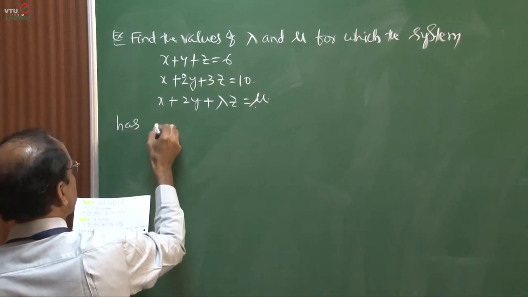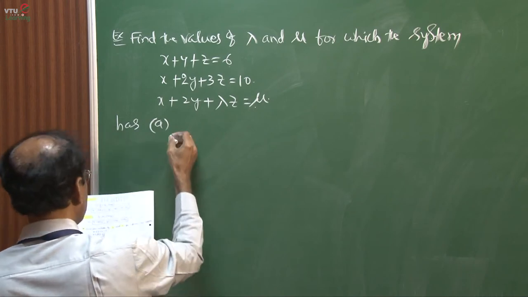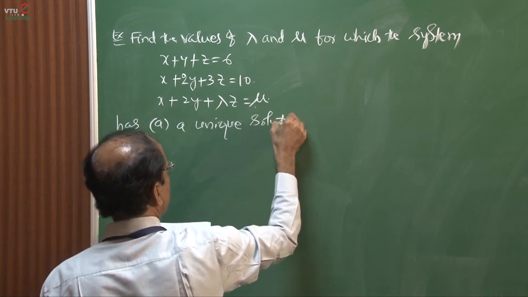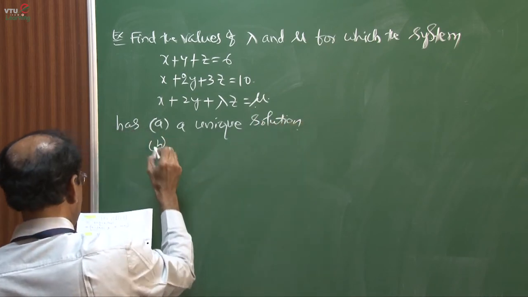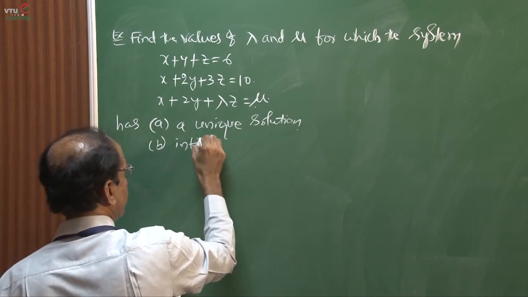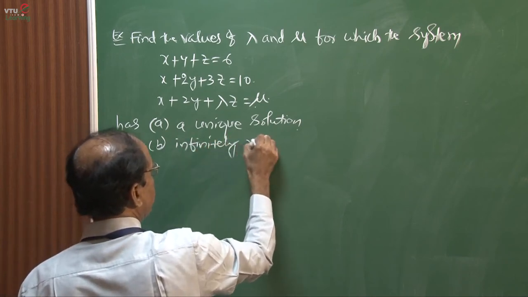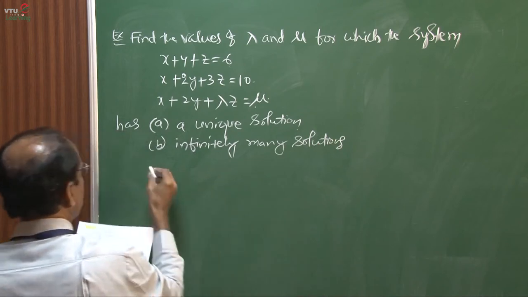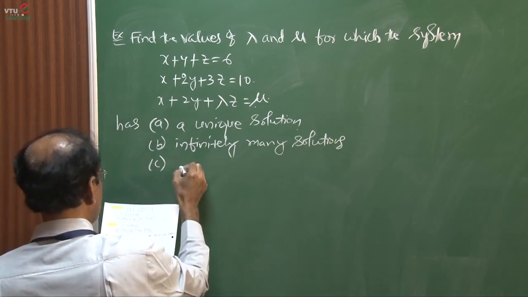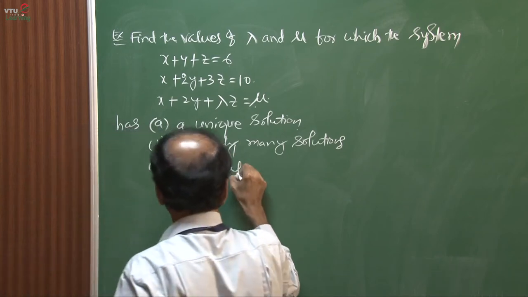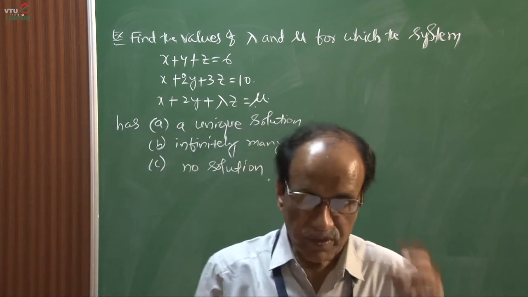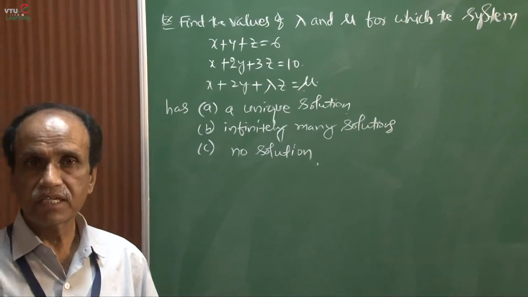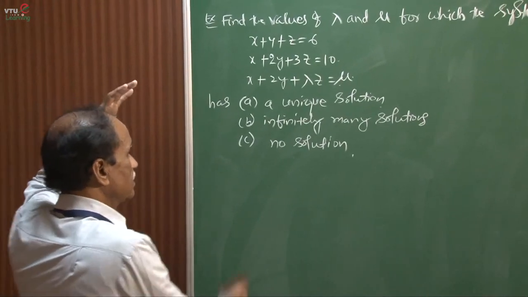has, first question, there are three questions attached to this, a unique solution, second question, infinitely many solutions, and third question, no solution. This is one among the important situations where this problem and next problem will be in terms of some parameter calculation. Let us see how these things are going to work.